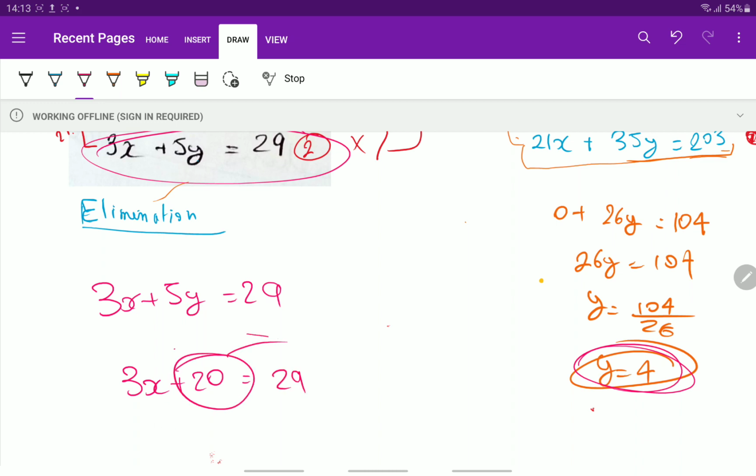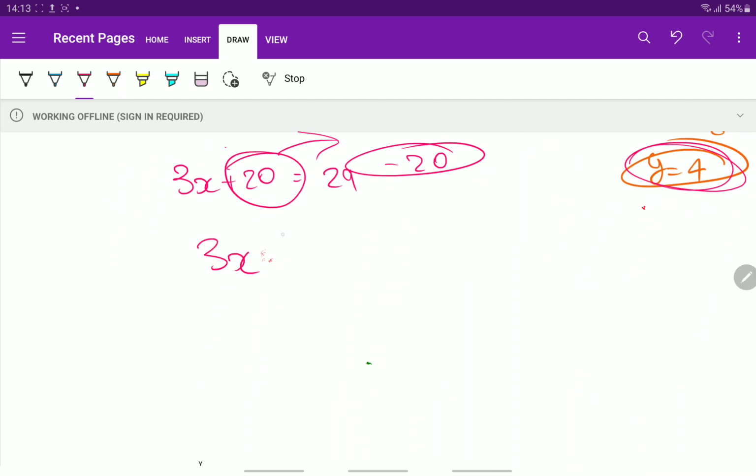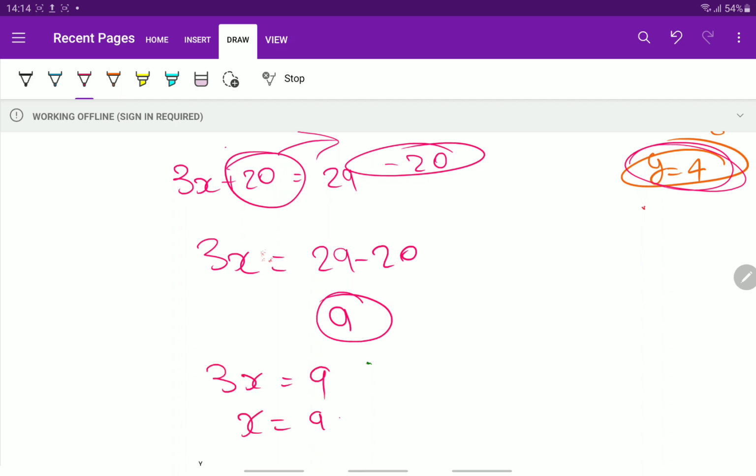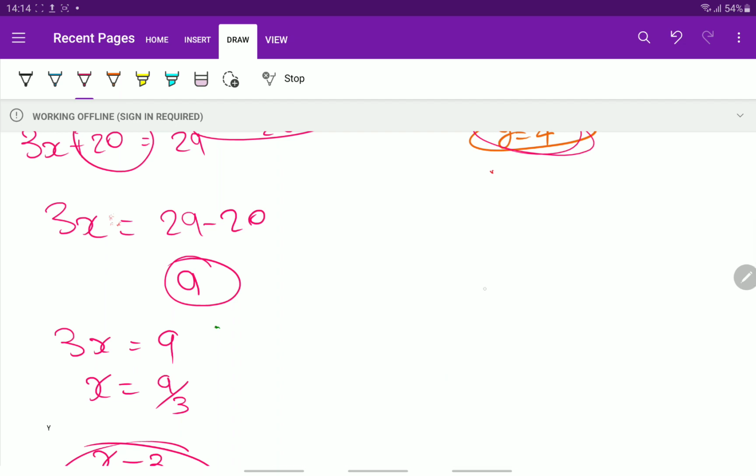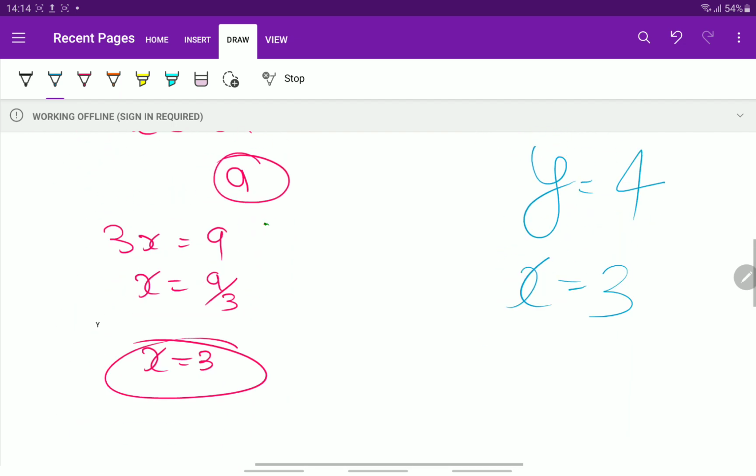So you can take this plus 20 to the other side, so it's minus 20 now. So 3x is equal to 29 minus 20, which is 9. So 3x is equal to 9. Then x is equal to 9 over 3, so x is equal to 3. With this, we understand that y is equal to 4 and x is equal to 3.